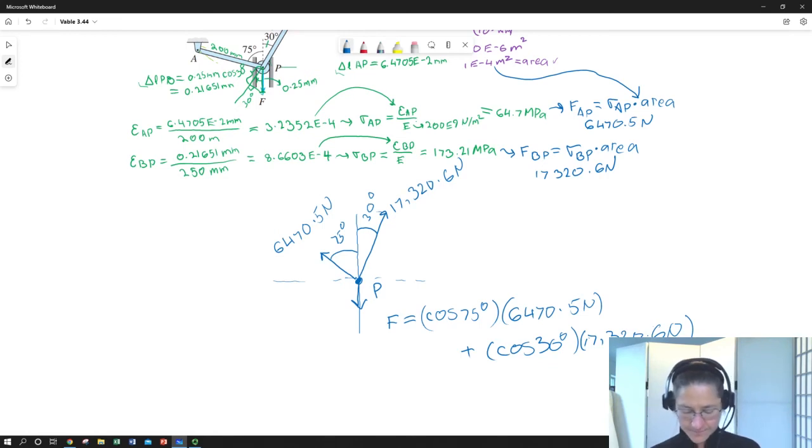So if we walk through our math, which I'm doing live math, 75 cosine times 6470.5, then 30 cosine, 17,320.6 times, plus we end up with a force of around 16,674.75 newtons. So, well, it's 16.7 kilonewtons.